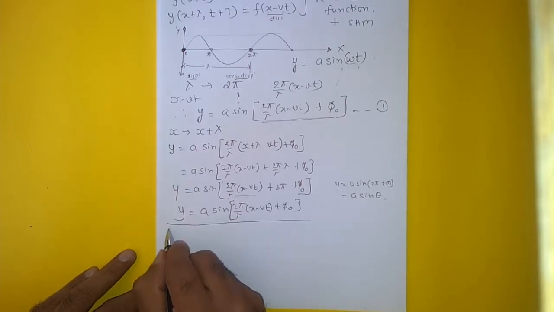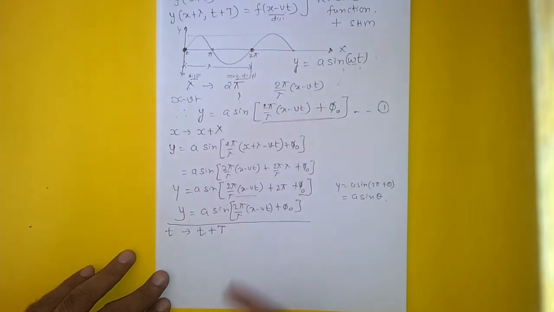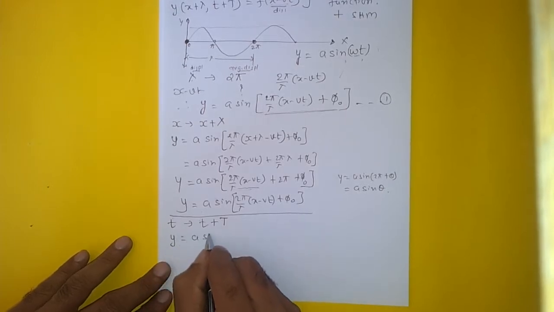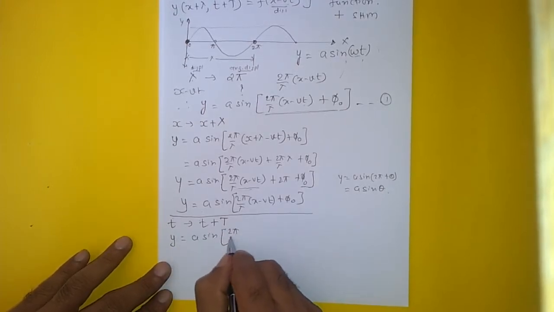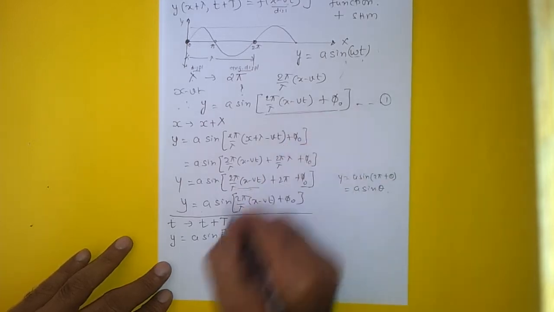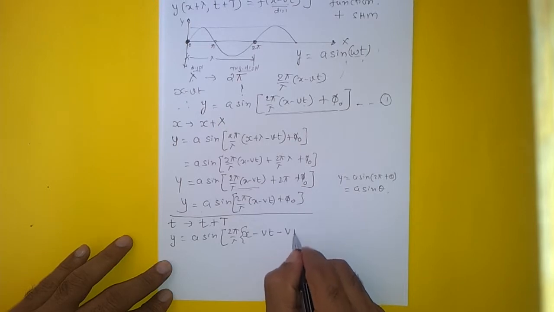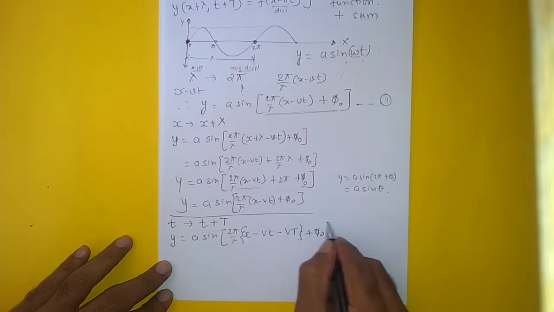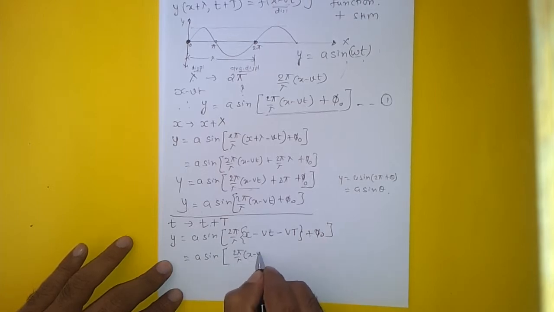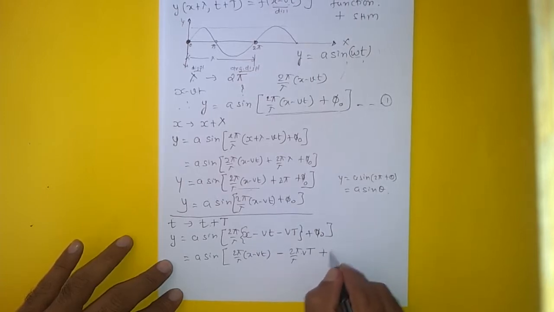I'll check whether it is periodic with reference to time. So for small t, I'll replace it by t plus time period, time for one wave, and see whether I come back to the same equation or not. So if I do the same exercise, I'll get y is equal to a sine of 2 pi upon lambda x minus v, and this is t, so I have to replace this by t plus T. So I'll get x minus vt minus vT plus phi 0. And this I can write as 2 pi upon lambda x minus vt minus 2 pi upon lambda vT plus phi 0.